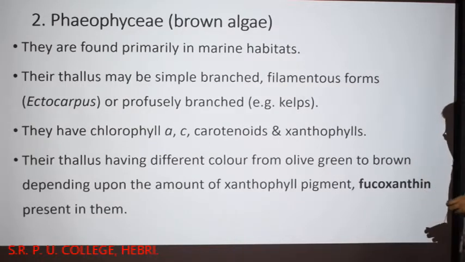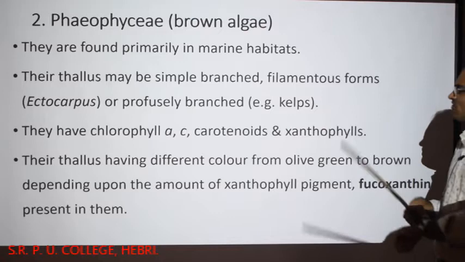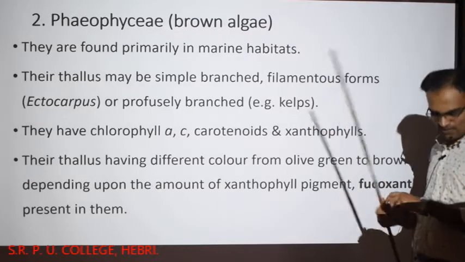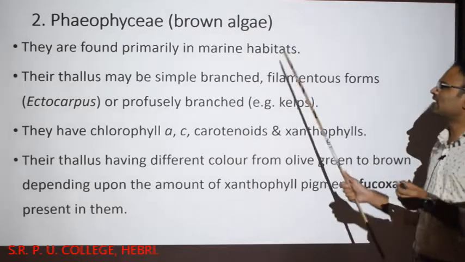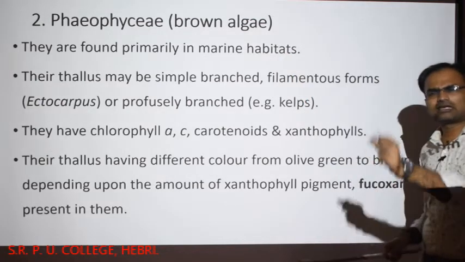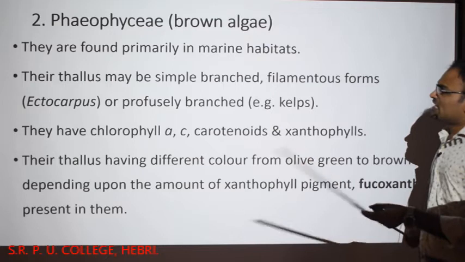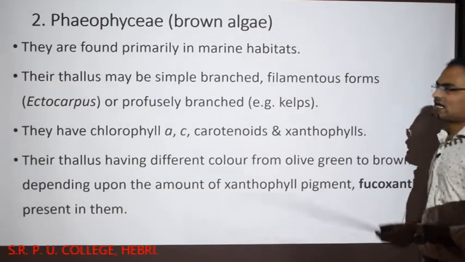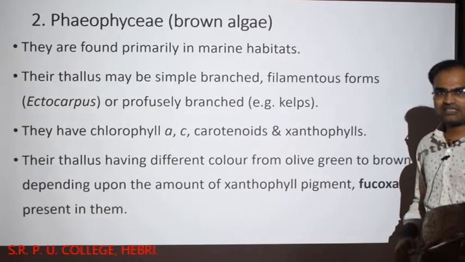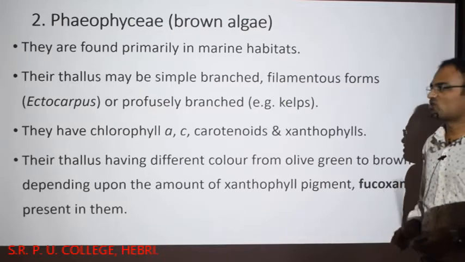The second class of algae is Phaeophyceae. The common name is brown algae. As the name says, the algae body is brown in color. These Phaeophyceae are found in marine habitats. Marine means they are present in the ocean or salt water.